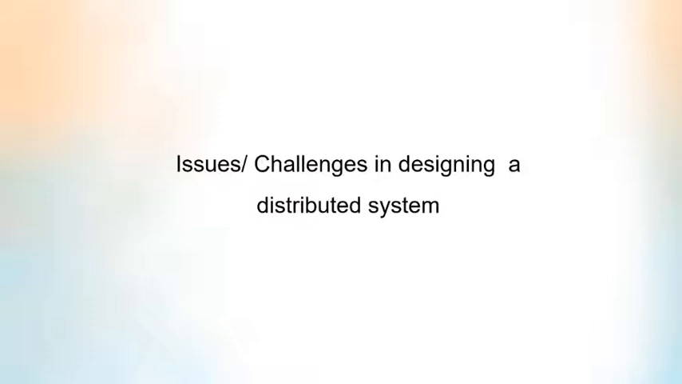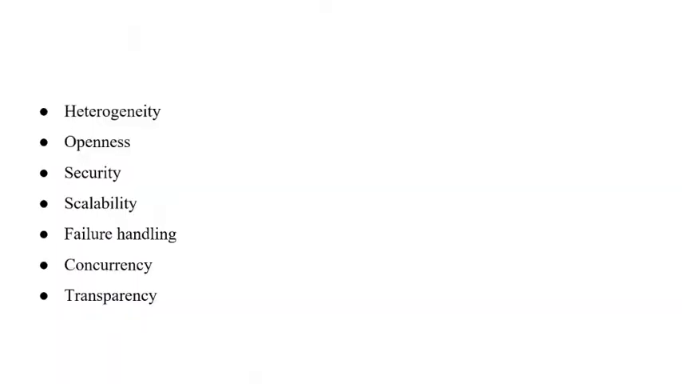While connecting such systems in order to build a distributed system, we may face different issues or challenges, and they are listed here. They are heterogeneity, openness, security, scalability, failure handling, concurrency, and transparency. So there can be issues related to each of these. Let us explain each one in detail.